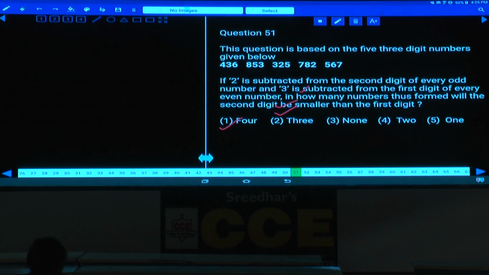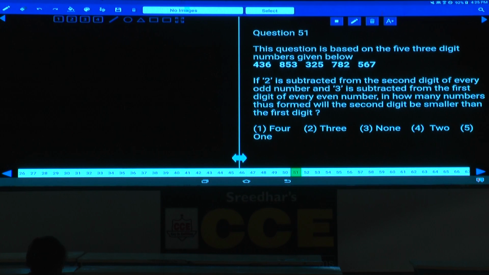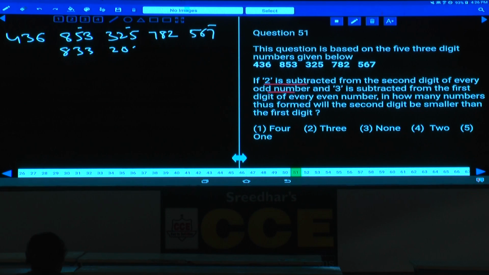Then 51 to 55. Now how many numbers are there? There are 5 numbers, 436, 853. Now it is based on set of numbers. Some 5 numbers are there, 325, 782 and 567 are the 5 numbers. 2 is subtracted from the second digit of every odd number. From every odd number, how much should be subtracted here? 2 is subtracted from the second digit. How many odd numbers are there? There are 3 odd numbers. Now if you subtract 2 from the second digit, this will be 833 and this will be 305 and this will be how much? 547.